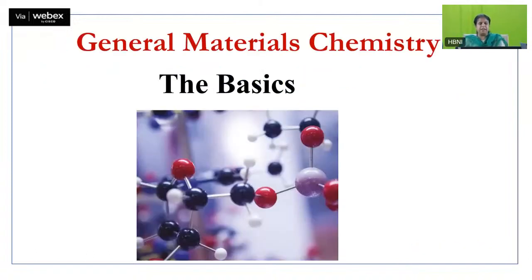So the first thing is general materials chemistry. Today's lecture will have a lot of things that you would already have studied. I believe that solid state chemistry or the basic general materials chemistry is introduced nowadays in class 11, where you start knowing about it little by little, step by step.